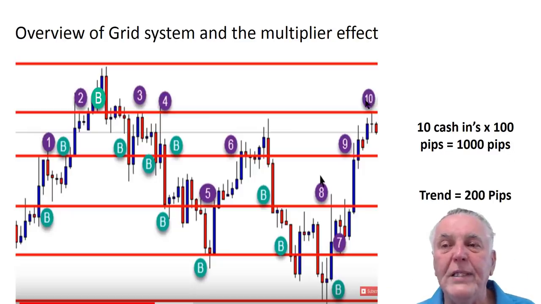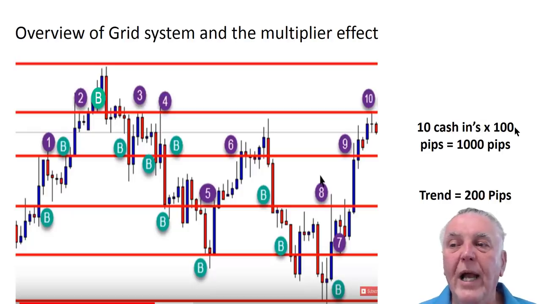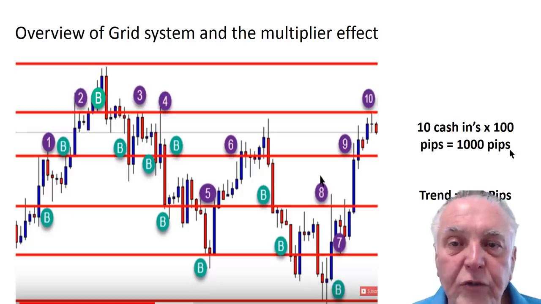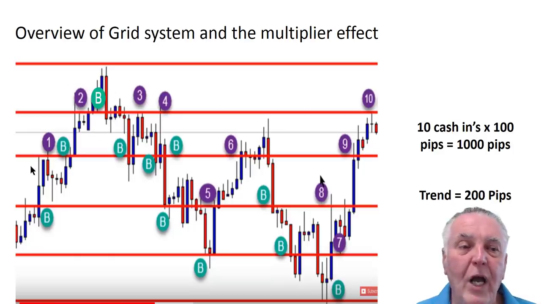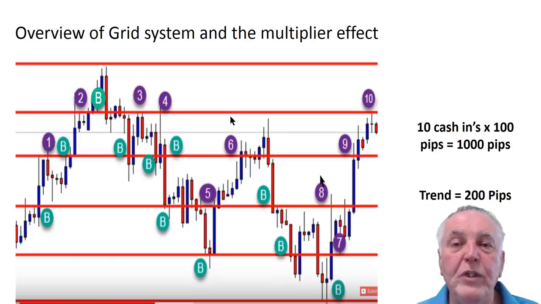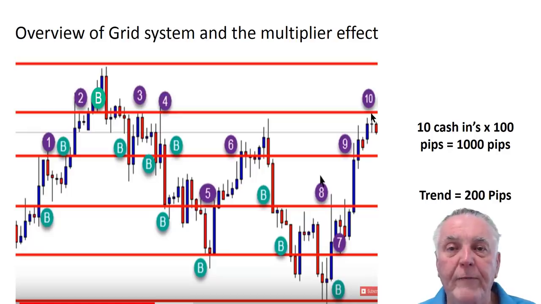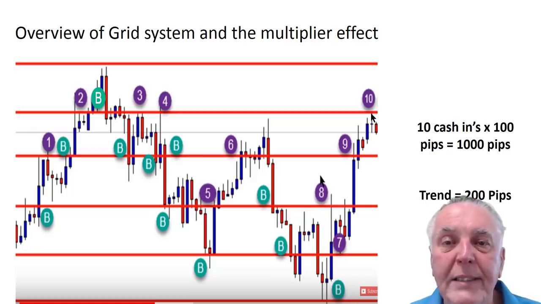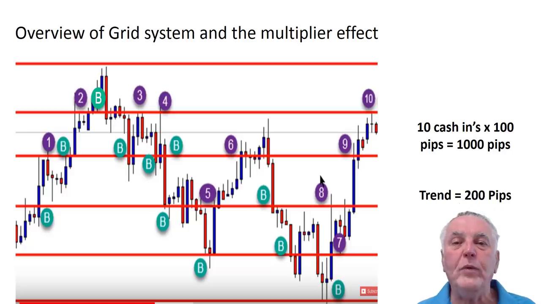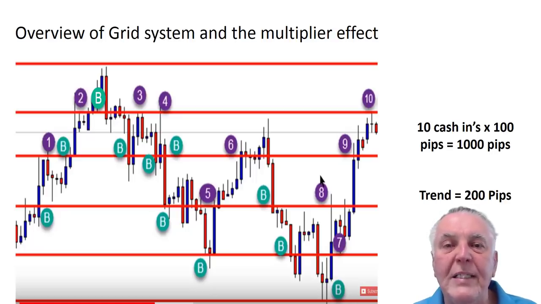So after this, you have 10 cash ins at 100 pips. That's 1,000 pips that you've made. The price has in fact only moved 2 grid levels, which is only 100 pips. So you have taken a trend that has moved 100 pips in your favor, and you have turned it into a $1,000 gain. Now that is what we call the multiplier effect, and why that had happened is the price has revisited the same price level over and over again, and we've cashed in, and that's the multiplier effect.